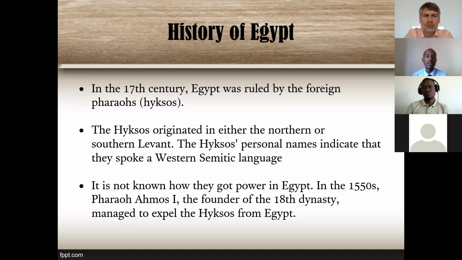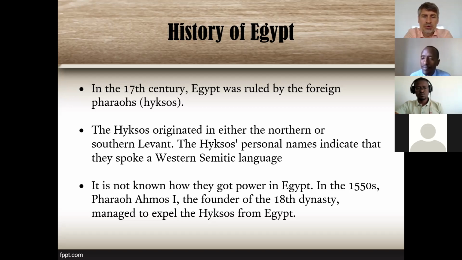So I want to go back to the Hyksos. What we know about them is that most probably they were Semites, Semitic people. They came to Egypt, but we don't know how they came, and we don't know how they got the power in Egypt. Most probably they didn't rule over the entire Egypt, but only in northern Egypt, or Lower Egypt. Sometimes maybe their power also extended to southern Egypt, or Upper Egypt.